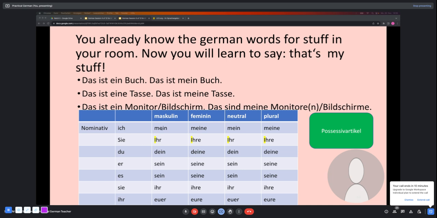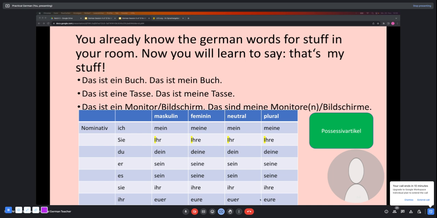For example, ich becomes mein, meine. For du it becomes dein, deine. So if you know the masculine, you know the neutral, and if you know the feminine, you know the plural. Okay, here be careful. It's euer, and now eure. So the spelling changes.